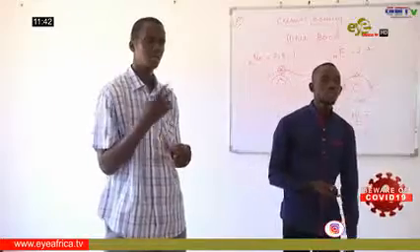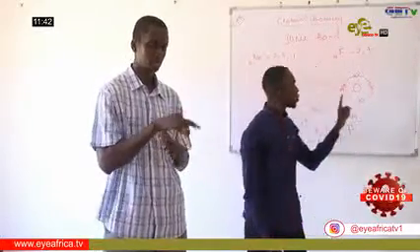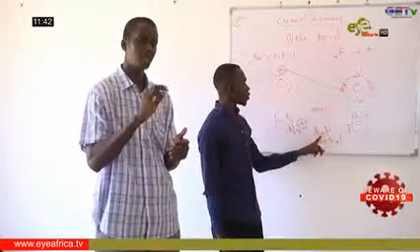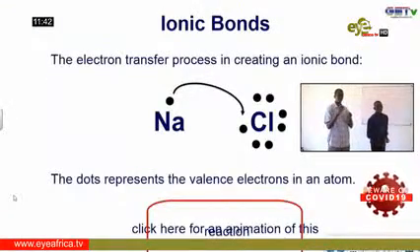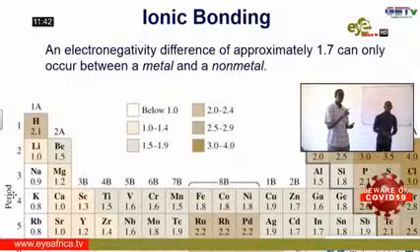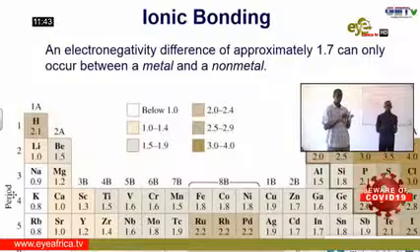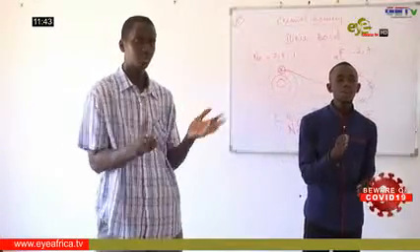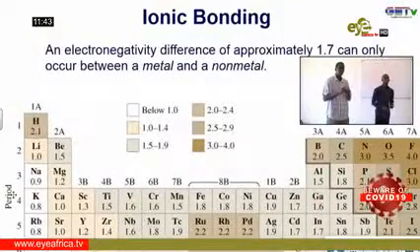Now, here we have the electron transfer process in creating an ionic bond. That is something like this. Here we have sodium and fluorine, which results in the formation of sodium fluoride. And here we have sodium and chlorine, and this will result in the formation of sodium chloride. Now we have ionic bonding still. Now we have a periodic table in this case, and this periodic table is showing us the electronegativity value of different kinds of atoms or elements contained in the periodic table.